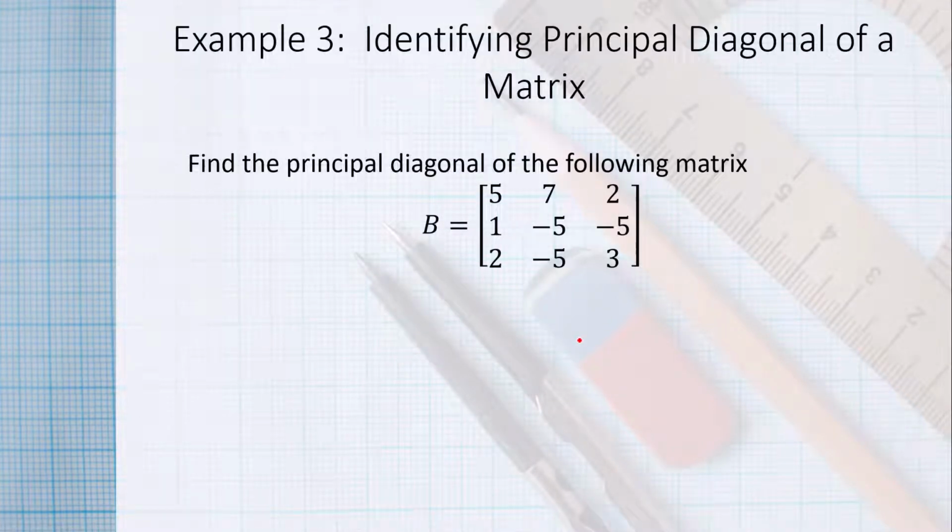Okay, now for example 3, we want to find the principal diagonal of this matrix. Remember, the principal diagonal of a square matrix is this diagonal right here. In other words, all the elements that are defined by A_ii. First row, first column, second row, second column, third row, third column. So the principal diagonal are the elements 5, -5, and 3.